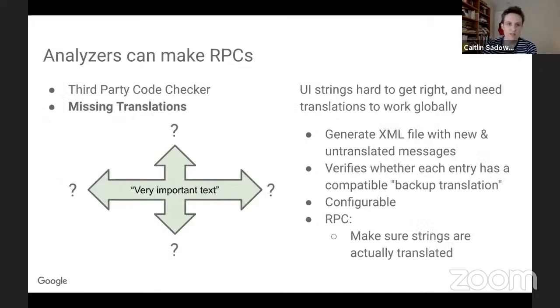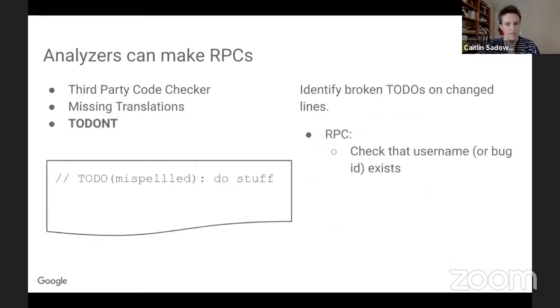Another example is the missing translations analyzer. When you are making UI changes, you have a UI string. Google is a global company, and you need to have translations to make those UI strings intelligible globally. This analyzer generates an XML file with new and untranslated messages, and then verifies whether the entries actually have a translation. So you have an RPC to make sure the strings are actually translated. This analyzer is configurable, so you can specify languages that you definitely need a translation for.